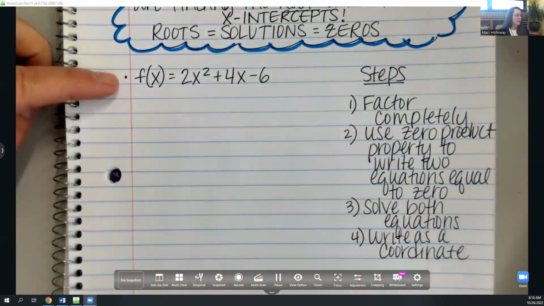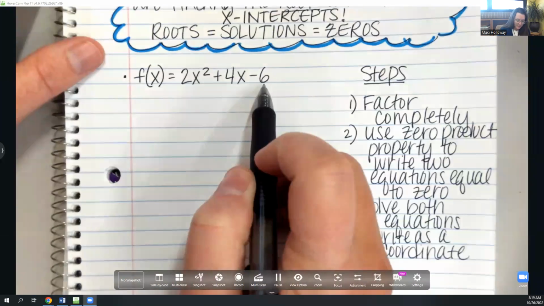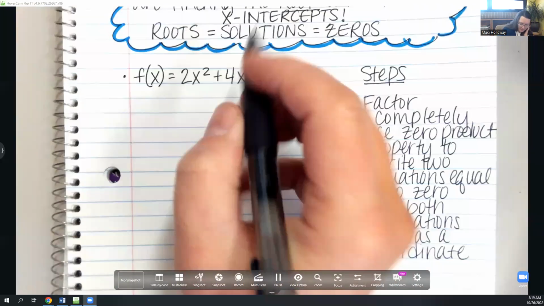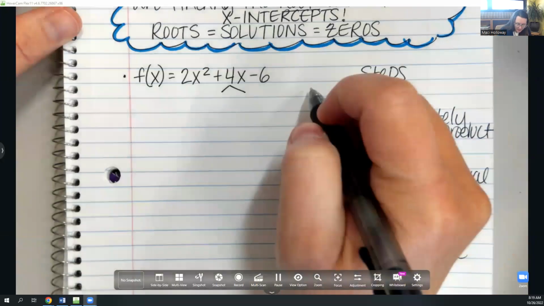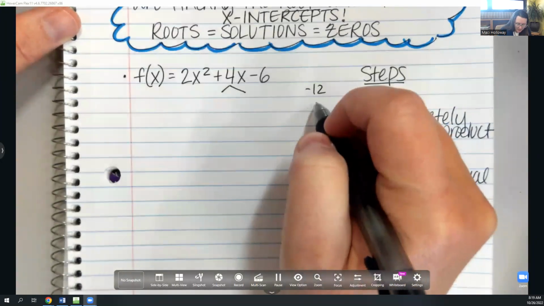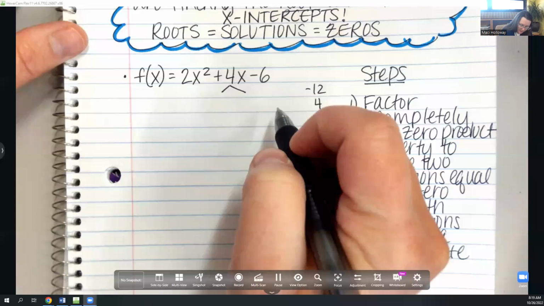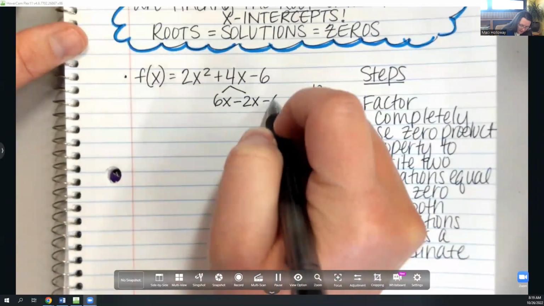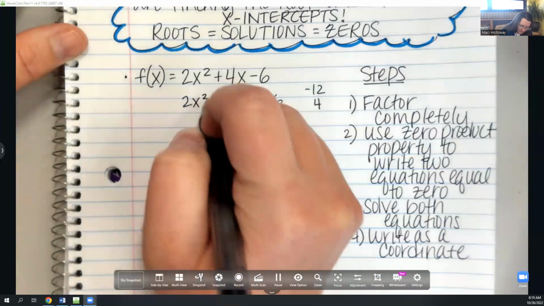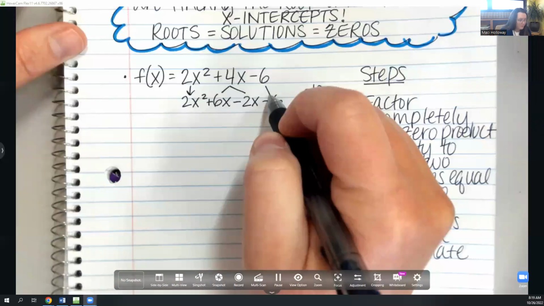F of x equals 2x squared plus 4x minus 6. We're going to multiply our a times c, which is negative 12. And then I'm going to split my middle term. So what multiplies to get negative 12 and adds to get positive 4? Probably 6 and 2. So we're going to do a positive 6x and a negative 2x here and rewrite. So we have 2x squared. So these come straight down just like we've practiced.